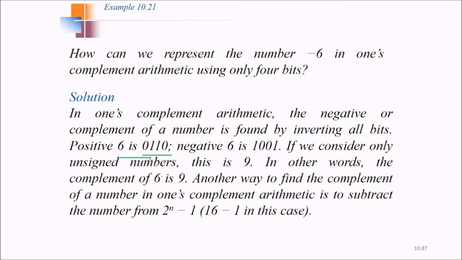So we consider only the unsigned numbers. So this is 9. This is nothing but 1 plus 8, that is 9. So in other words, the complement of 6 is 9. Another way to find the complement of a number in one's complement arithmetic is to subtract the number from 2 to the power n minus 1. That is 2 to the power 4 minus 1, that is 16 minus 1.